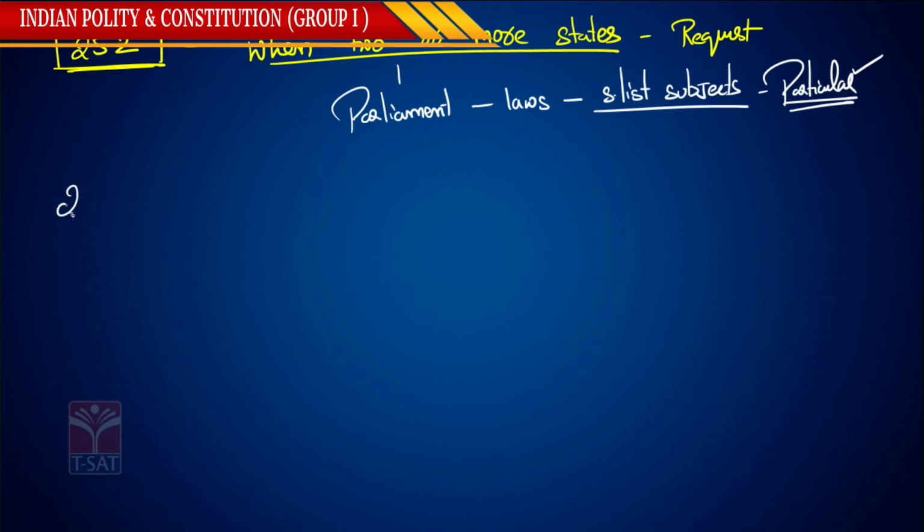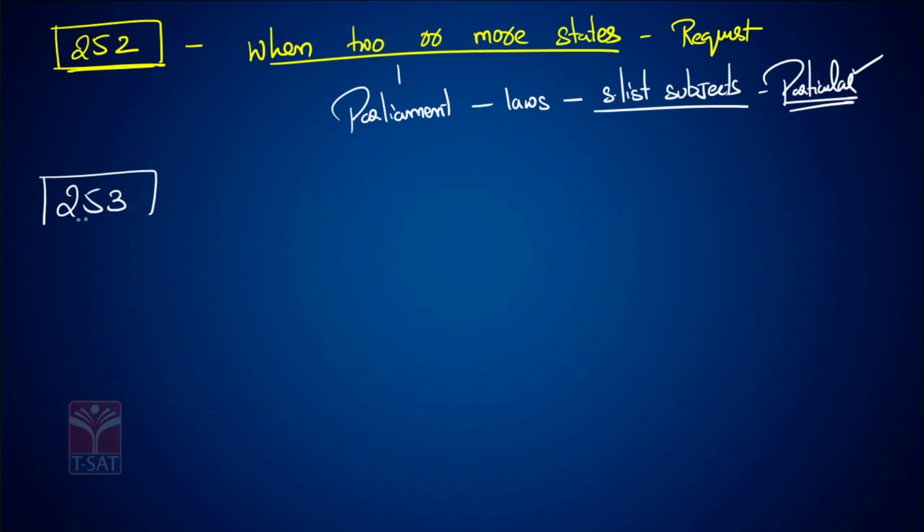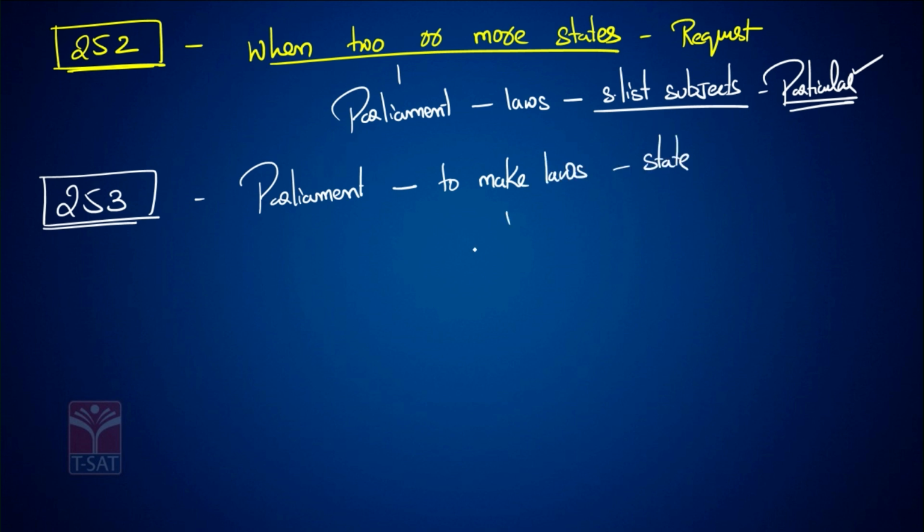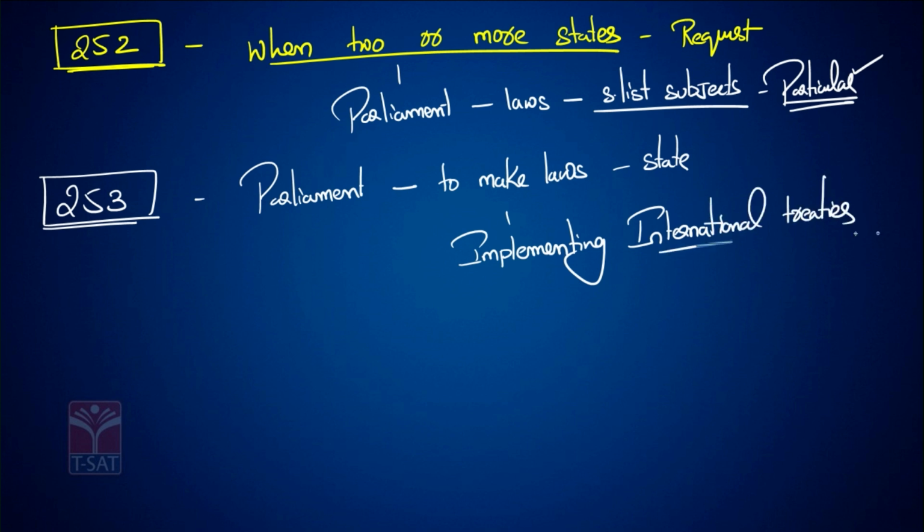The next one we have is Article 253. The parliament has the authority to make laws for any state in implementing international treaties. Parliament has all the rights to make laws for implementing international treaties. This is your Article 253.